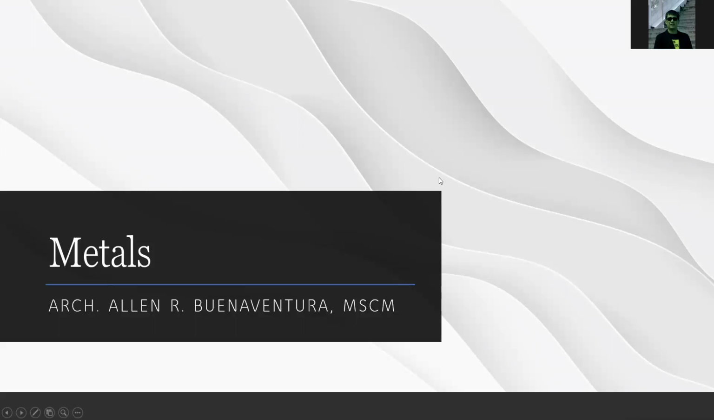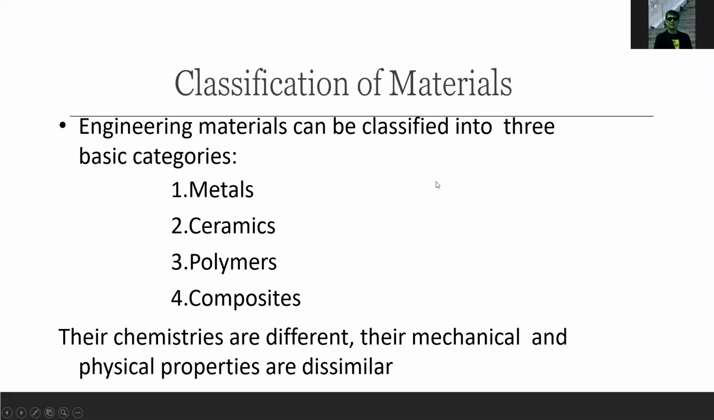The topic is metals. We have different classifications of materials and metals. Engineering materials can be classified into basic categories. Number one is metals, then ceramics, polymers, and composites. These are the different classifications of engineering materials. The chemistries are different, and their mechanical and physical properties are dissimilar.